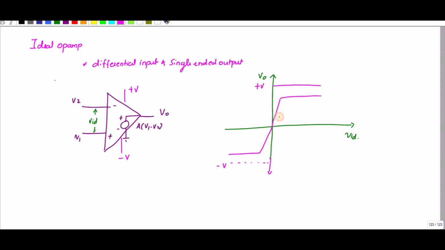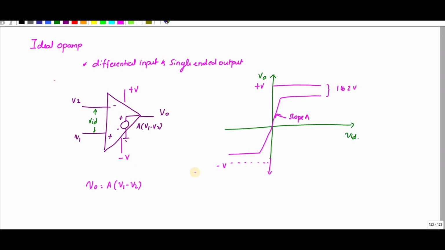So this is nothing but a slope A. The difference between these two is about 1 to 2 volts. So I can write V0 is equal to A times (V1 minus V2), right?